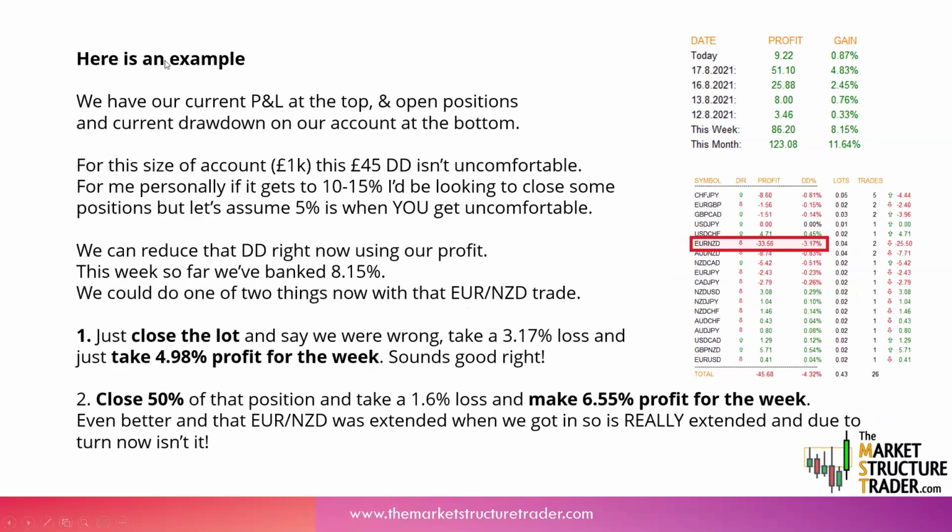So let's look at an example of how we can do it. We've got our current P&L at the top and our open positions at the bottom, as we've already established, and the current drawdown on our account. For this account size, this is a £1,000 account that I was doing an EA test on. This £45 drawdown is not uncomfortable. It's just over 4% drawdown. I'm not really worried about it based on what is actually being banked.